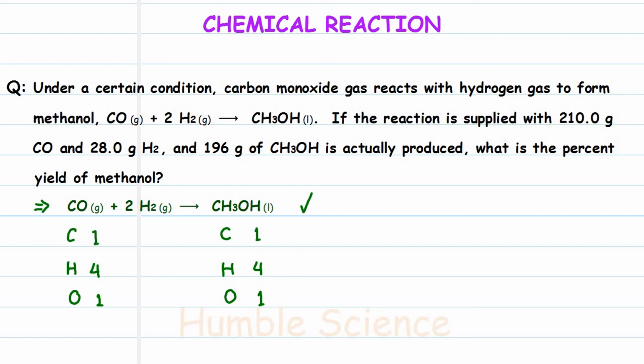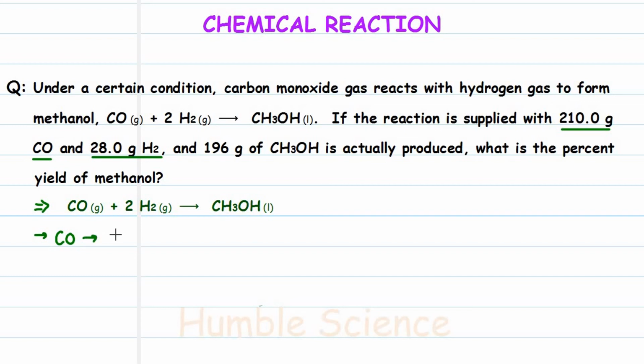The next step is to try to determine the limiting reagent. And they give us 210 grams of carbon monoxide and 28 grams of hydrogen gas. Let's try taking a look first at carbon monoxide. So we have CO, which is going to be converted to mole, and they give us 210 grams, and that's going to be divided by the molar mass of carbon monoxide, which is 12 plus 16, and it's going to be 28 grams per mole.